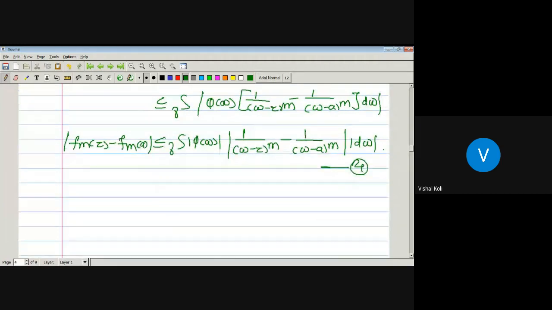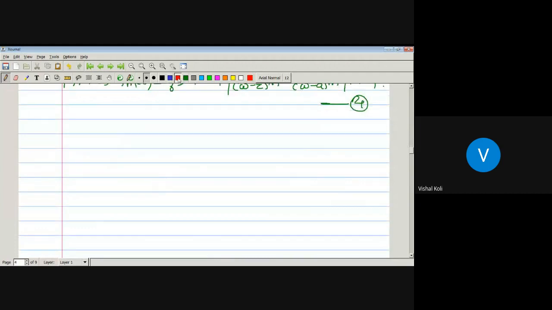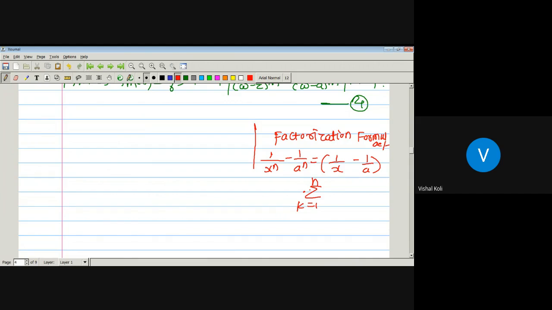Okay, now there is one formula which is called the factorization formula, and which is nothing but: 1 upon x to the power n minus 1 upon a to the power n can be written as 1 upon x minus 1 upon a, into the summation for k running from 1 to n of 1 upon x to the power n minus k into 1 upon a to the power k minus 1.